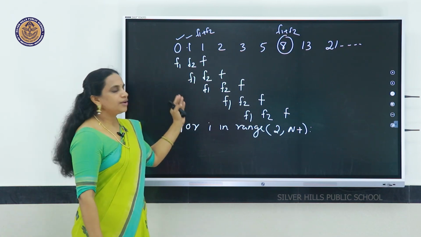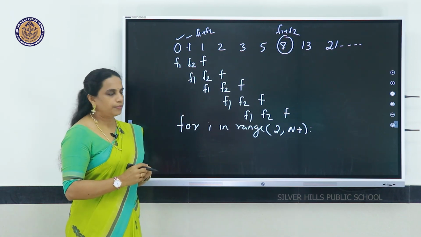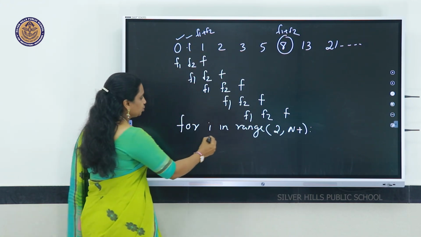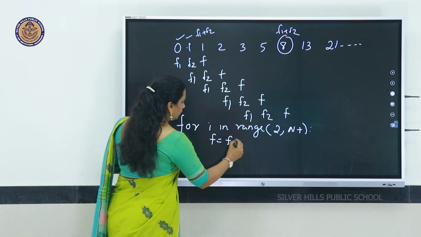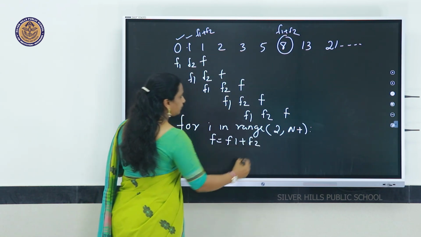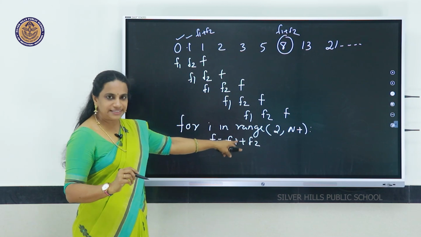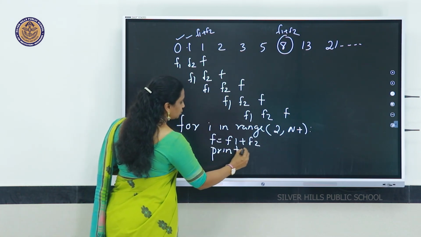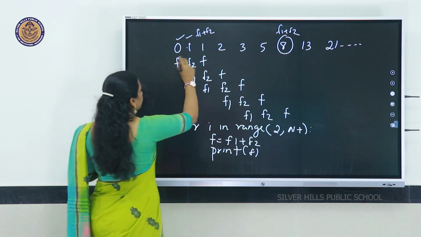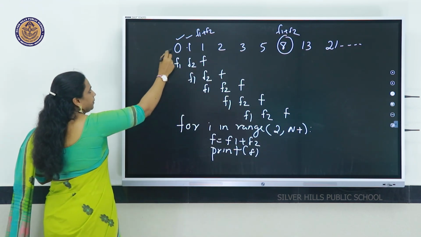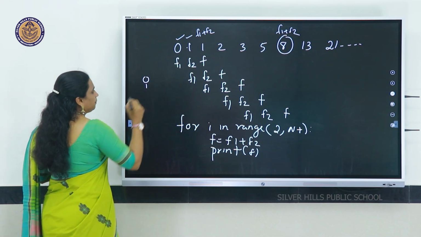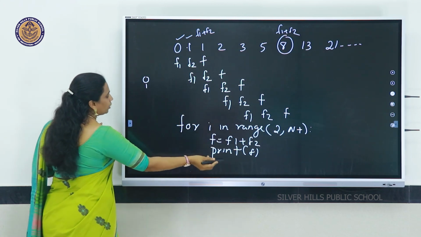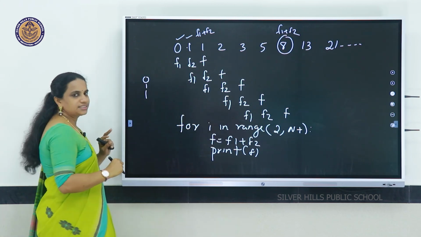Now, which step do we have to repeat inside the for loop? As I told you, you have to find the sum, that is f is equal to f1 plus f2. This step you have to repeat. After finding the sum of f1 and f2, you can print the value immediately because we want to generate the series. Initially you can print 0 and 1. Now, two numbers we got, 0 and 1. Now, 0 plus 1 is calculated, and you can print the sum. 0 plus 1 is 1.